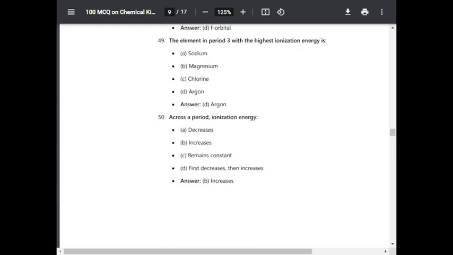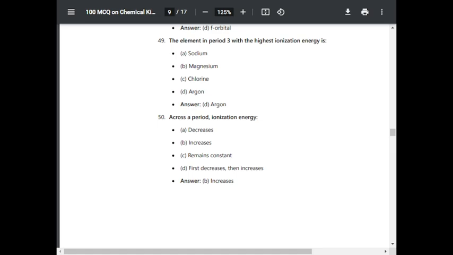Question number 49. The element in period 3 with the highest ionization energy is option A sodium, option B magnesium, option C chlorine, option D argon. The correct answer is D argon. The element in period 3 with the highest ionization energy is argon.